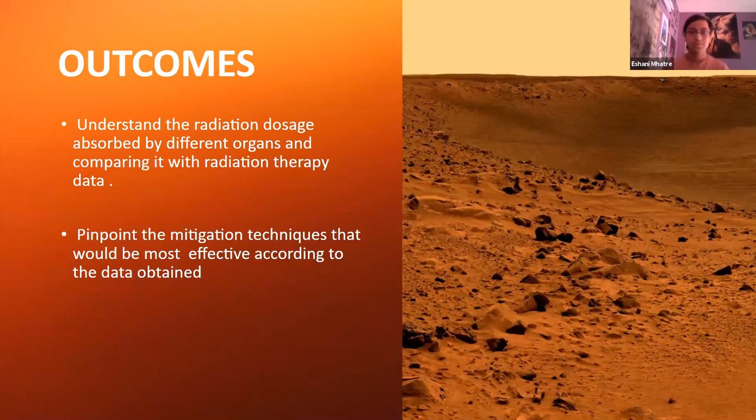The main outcomes of this project were to understand the radiation doses absorbed by different organs once we calculated the radiation dose deposited over the entire solar spectrum, and then to pinpoint the mitigation techniques that would be the most effective according to the data we obtained. Only after going through biological literature will we be able to predict the potential side effects of being exposed to radiation.